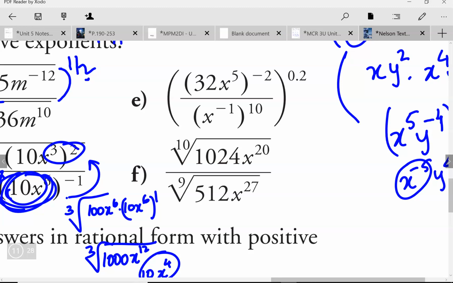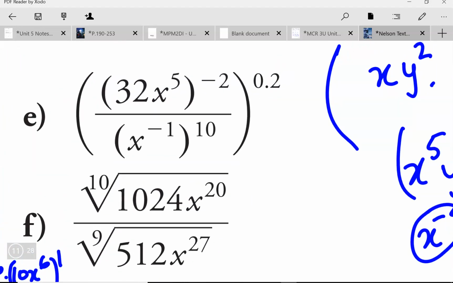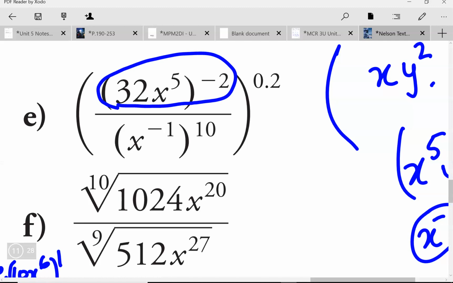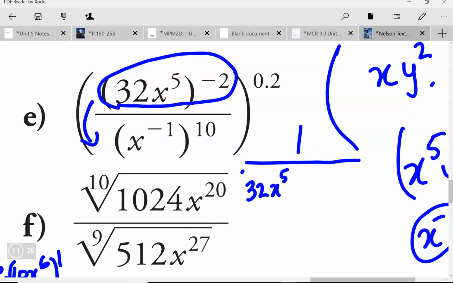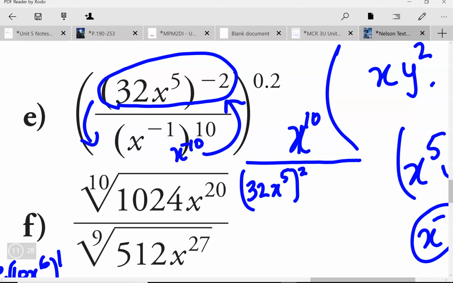What does this one look like? This one looks kind of interesting. What's the best method to go about doing this? I'm going to bring this to the new denominator. So I have 32x to the power of 5 squared. And this is just x to the power of negative 10, which I'm then going to move to the numerator as x to the power of positive 10. That's what I'm going to do.